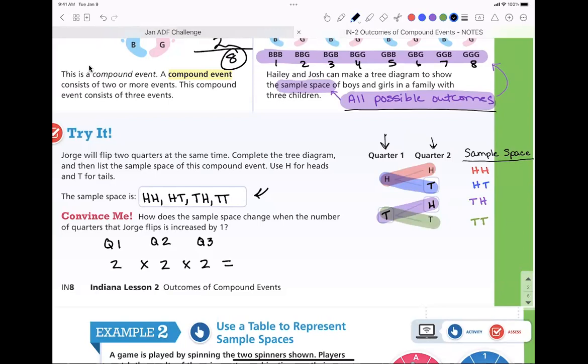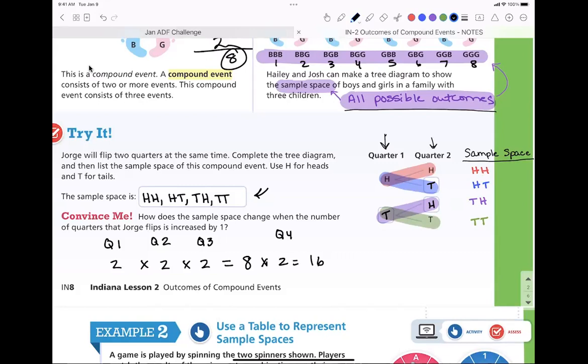2 times 2 times 2 is 8. What if I added quarter number 4? Right? It would keep doubling. Quarter number 5, what would happen? Doubles again. Good. It would be 32. You just would keep going on and on from there. We're not going to keep going. Okay. Everybody good with that?